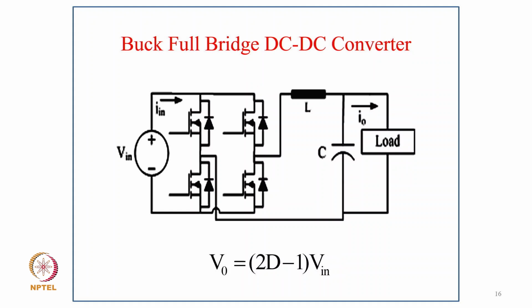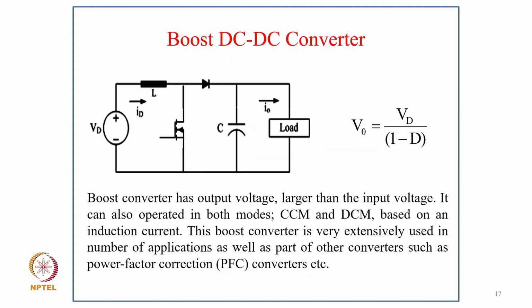Then we have a full bridge DC-DC buck converter. So here the output voltage is equal to (2D minus 1) times Vin, and it can of course have bidirectional polarity also, but normally in such a DC-DC converter we need only unidirectional polarity.